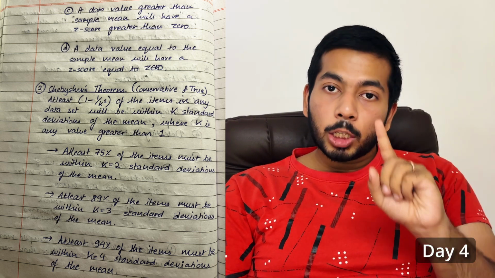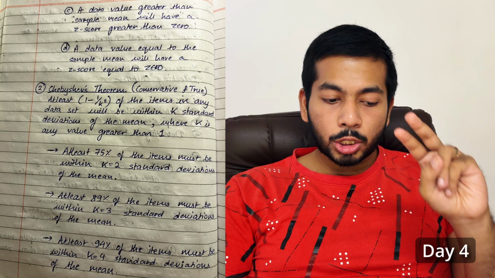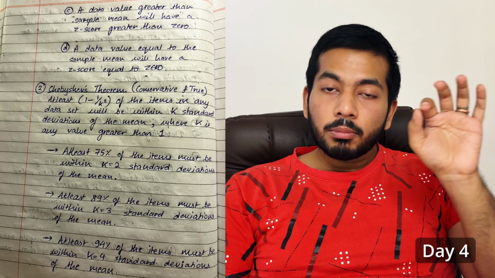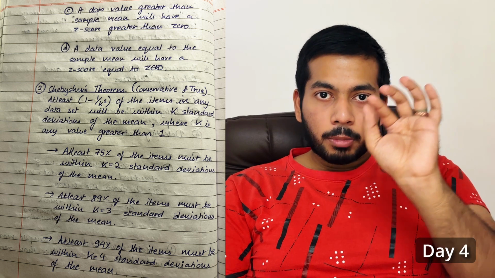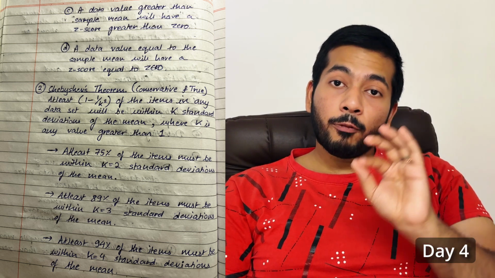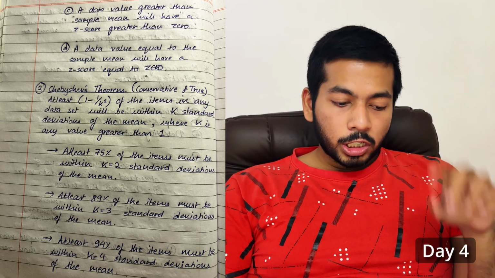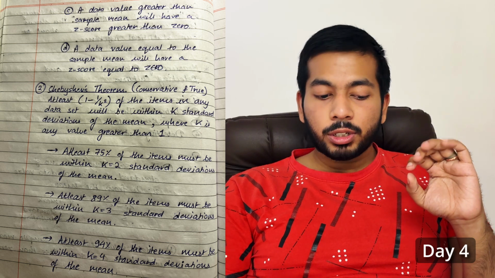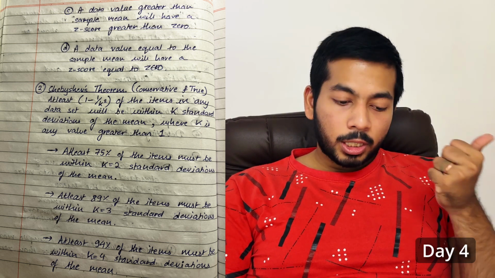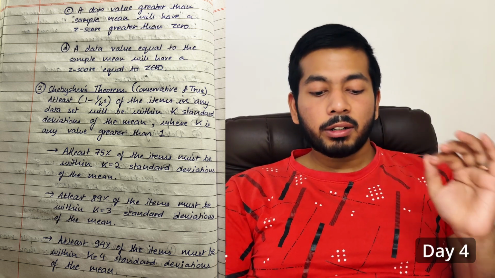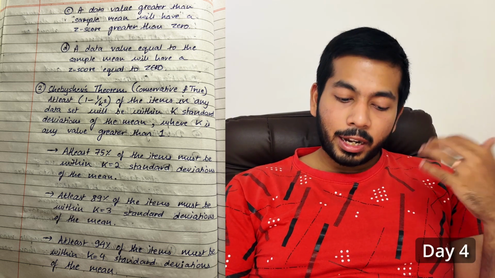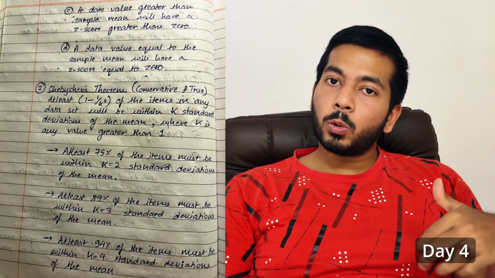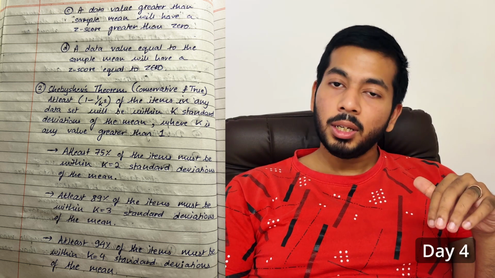Let's consider k to be 2. For example, if k is 2, then the formula becomes 1 minus 1 by 2 squared. That becomes 1 minus 1 by 4, that is 3 by 4. 3 by 4 means 75%. So the first point here is at least 75% of the items must be within k equals 2 standard deviations of the mean. Makes sense now? Second is at least 89% of the items must be within k equals 3 standard deviations of the mean.